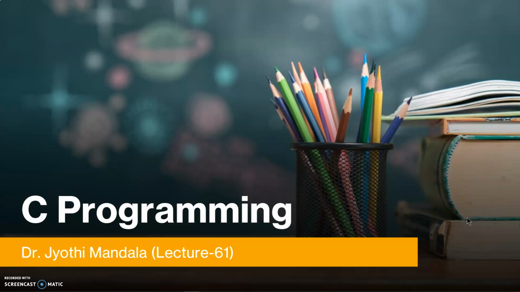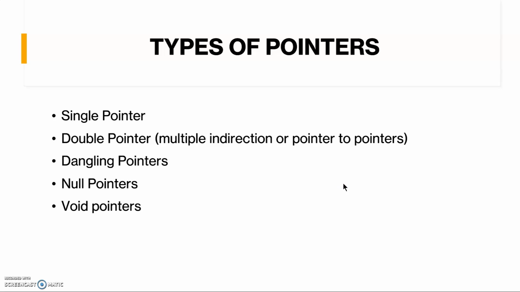In this lecture we will see the different types of pointers we have in the C programming language. As of now you have learned only the single pointer concept. That means a variable can be converted to a pointer, where that pointer holds the address of another variable. That is what we learned up to our last lecture. But other than the single pointer, we have double pointer, dangling pointer, null pointer, and void pointers also. So in this lecture, let us learn about all these four other types of pointers.